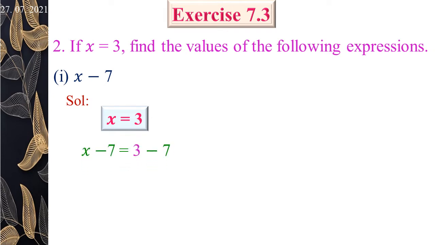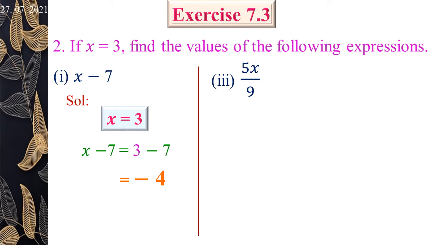Which is equal to, x value 3, substitute the x value: 3 minus 7. Here different signs. Different signs means subtract and place the greater number's sign. 7 minus 3 is 4. Here 7 is the greater number, that sign is minus. So we get minus 4. The answer is minus 4.